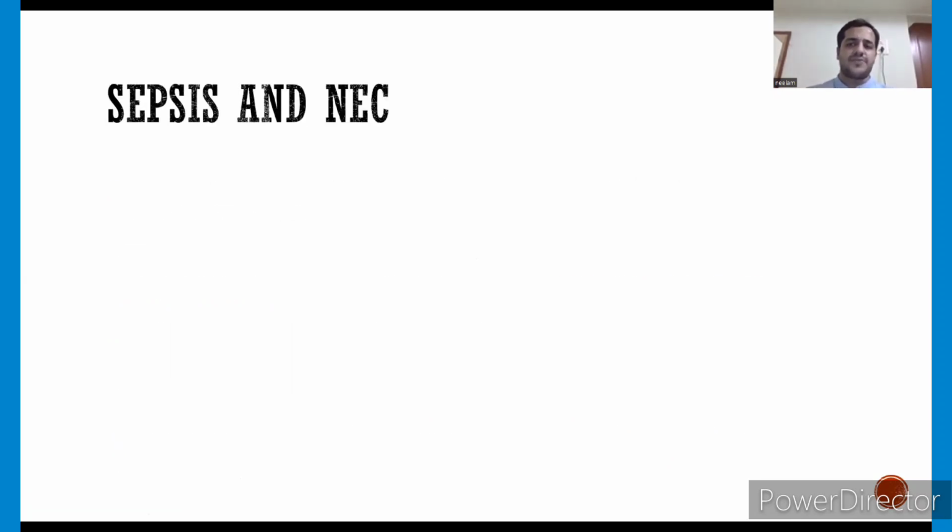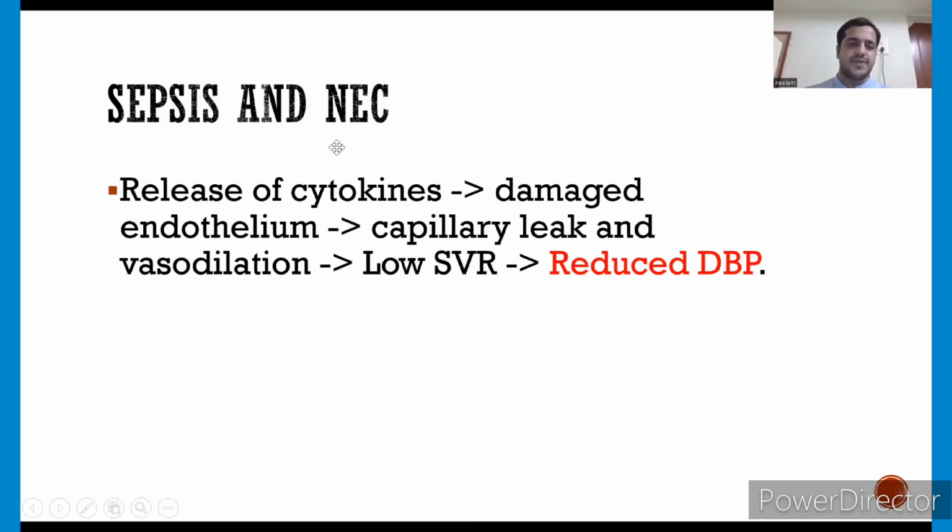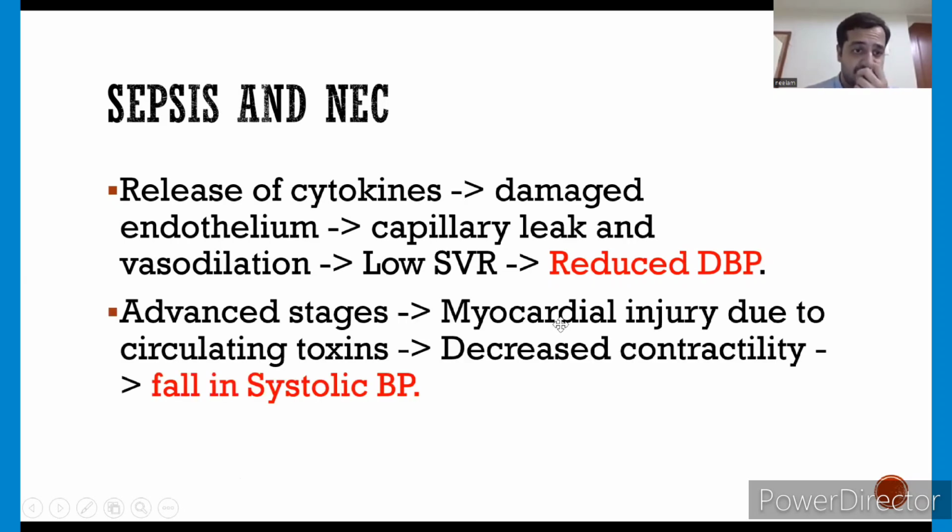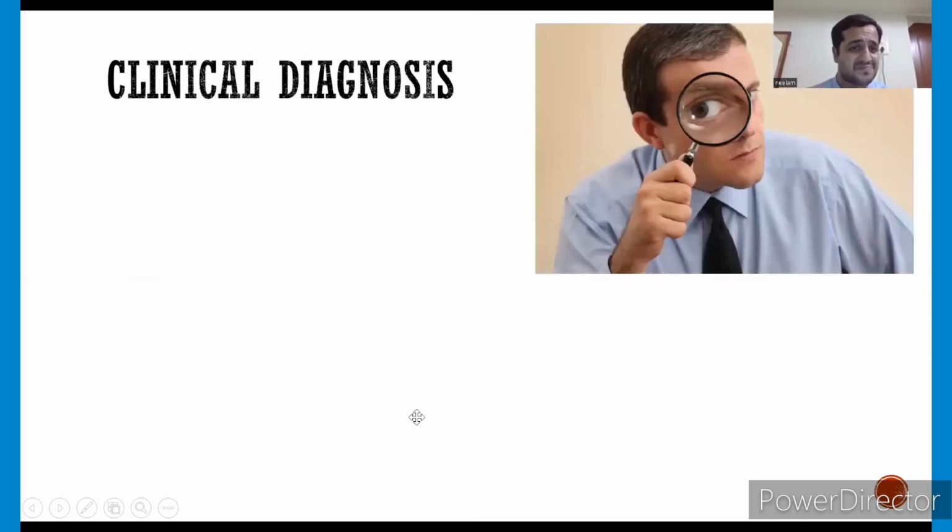Okay, and coming to sepsis and NEC, what happens in sepsis is, because of the release of cytokines, there is damage to the endothelium, and because of the damaged endothelium, there is capillary leak, and there is vasodilation in the organs, with low systemic vascular resistance leading to a reduced diastolic BP. Also, in the advanced stages, on top of the vascular damage, the circulating toxins cause damage to the myocardium, and eventually the myocardial contractility also decreases. And this, in the later stages, will lead to a fall in the systolic BP.